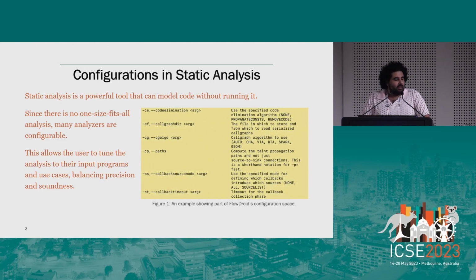And as an example, I have an excerpt of the configuration space from Flowdroid, which is a static analysis that aims to find privacy leaks in Android applications. As an illustrative example, I'm going to focus on code elimination for this presentation. And as we can see from this picture, the command line help doesn't really give us that much information. It just says, use specified code elimination algorithm, and it gives us 3 options: none, propagate constant, and remove code.